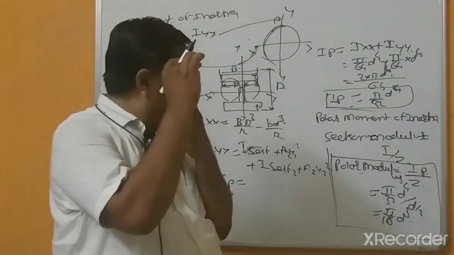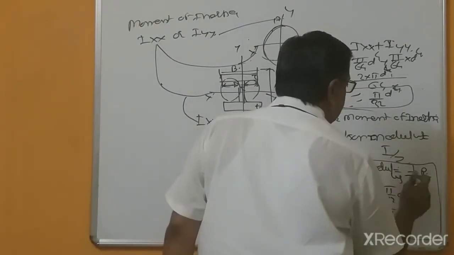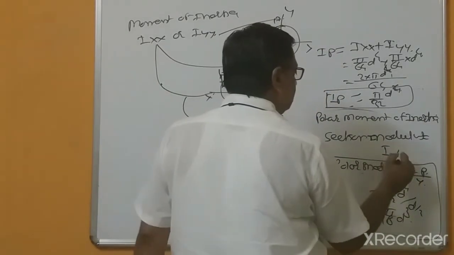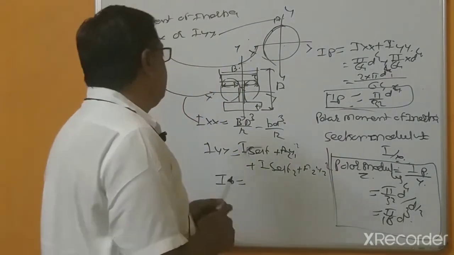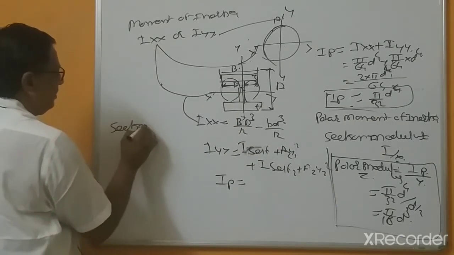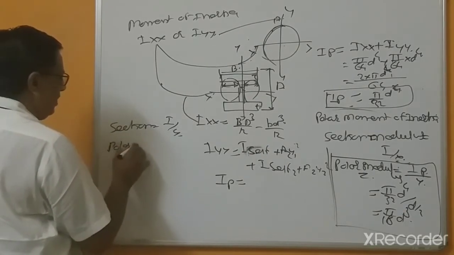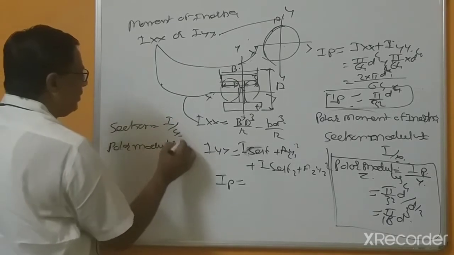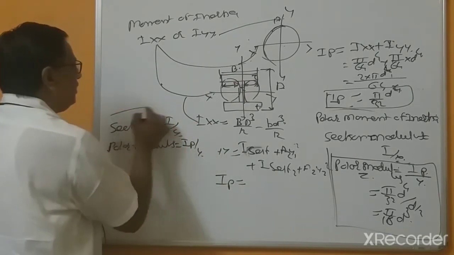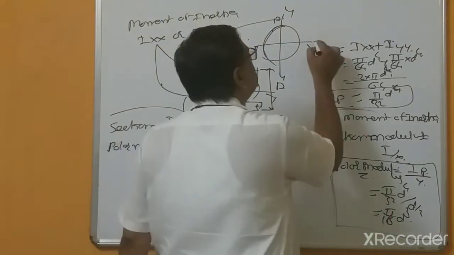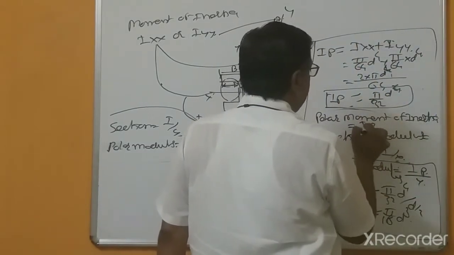Section modulus equal to I divided by y, or this is y. So this is different from polar modulus. Section modulus equal to I divided by y, and polar modulus means here IP divided by y. So this is the difference, and IP is the polar moment of inertia.